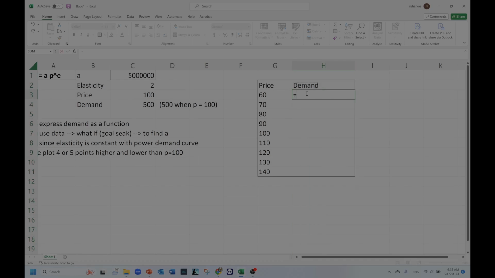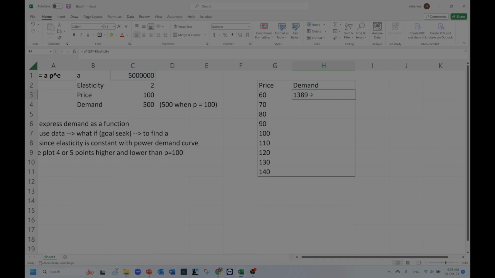And then we have demand is equal to A. You can type it as you wish, as is, or because now you use the cell name, it's easy. You don't have to add the dollar sign. A times this price point to the power of minus elasticity. So now you're getting the demand when the price is 60.